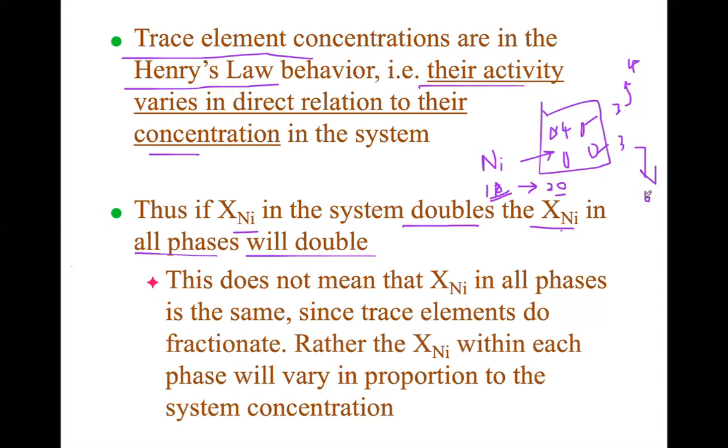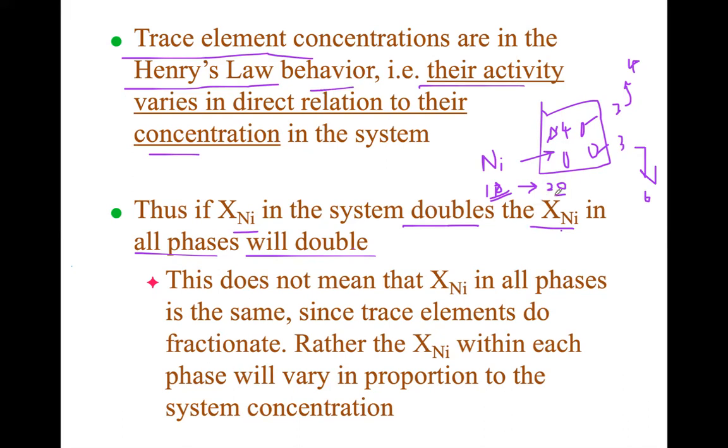Each phase will have its composition double, because from the system only they can get nickel into their own phases, right? For each phase, what you get from the system. So if the system doubles, what you get will also be doubled, right? Because of this Henry's law behavior. So this is what is explained by Henry's law, right? So this is the whole rock composition.